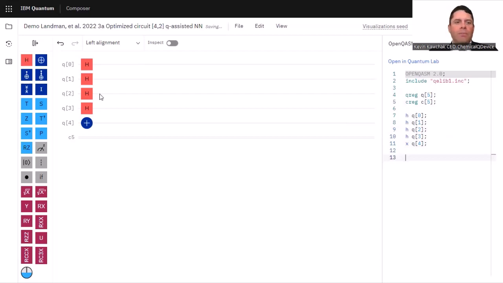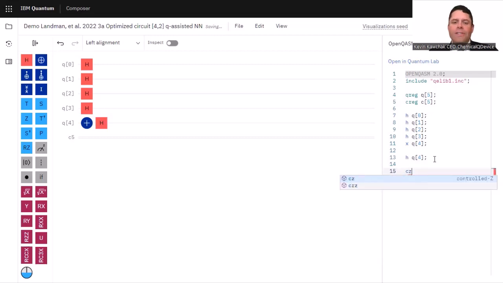So I'm going to put a space in between each of the layers. I've got another H, which is Hadamard, that's at Q, let's see, Q4. And then here's your semicolon, and then done with that layer.